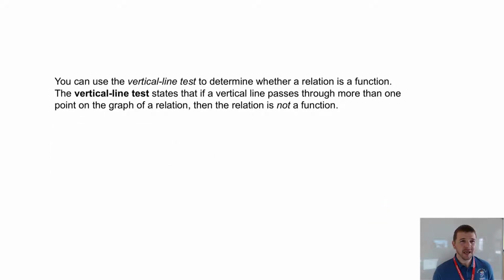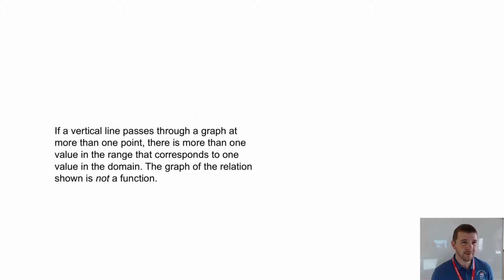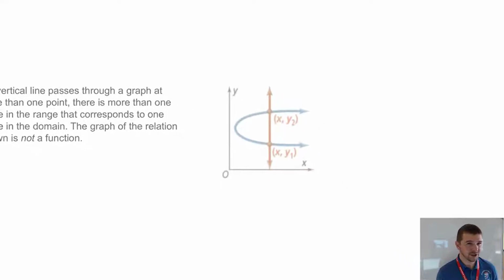You can use the vertical line test to determine whether a relation is a function. The vertical line test states that if a vertical line passes through more than one point on the graph of a relation, then the relation is not a function. If a vertical line passes through a graph at more than one point, there is more than one value in the range that corresponds to one value in the domain. The graph of the relation shown here at the right is not a function.